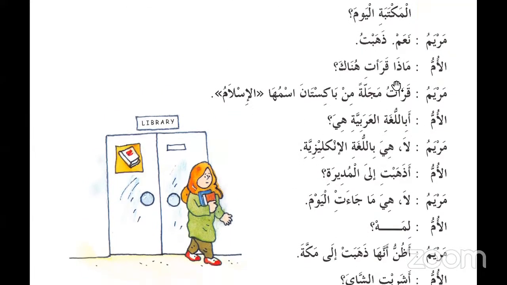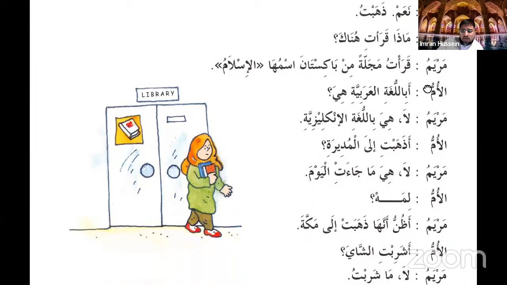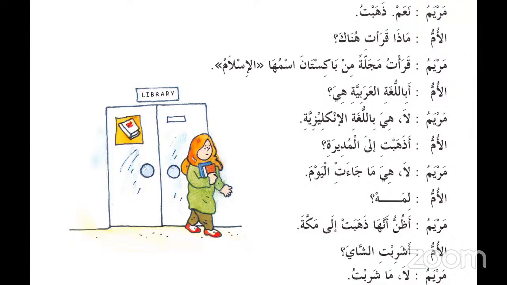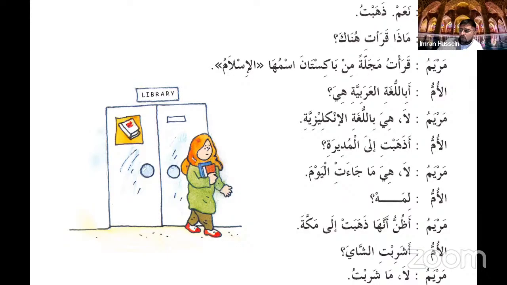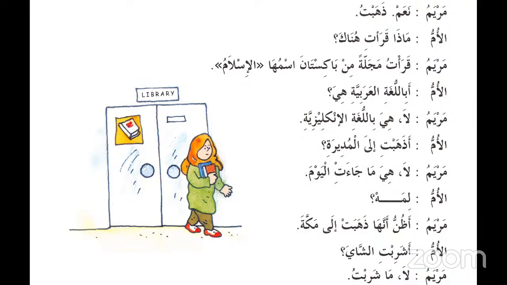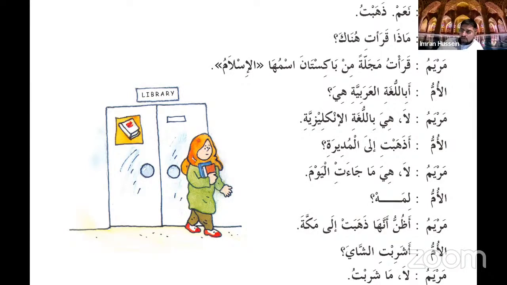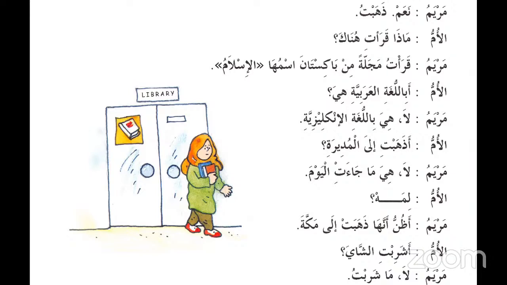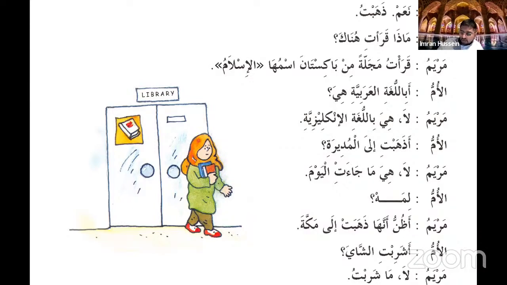ماذا قرأت هناك؟ Translation. Qara'tu. Qara'a means read. Qara'ti is you, one female. ماذا قرأت هناك? Hunak, there. What did you read there? Correct. What did you read there?